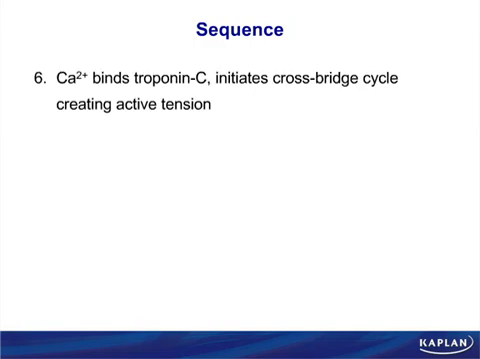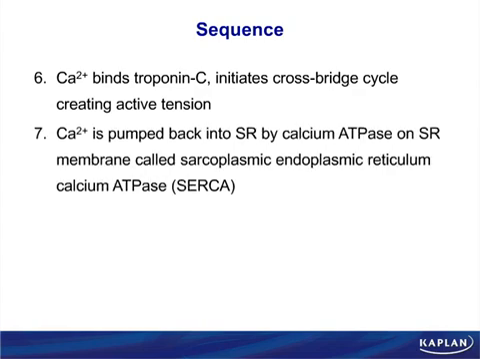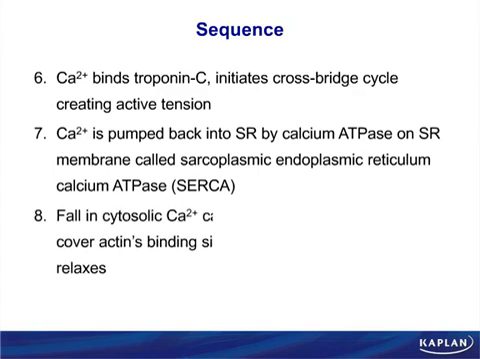This rise in cytosolic calcium binds to troponin C. That moves tropomyosin out of the way of the myosin binding site on actin, and this creates the power stroke, which is active tension. The calcium is pumped back into the SR by a calcium ATPase, which is technically called sarcoplasmic endoplasmic reticulum calcium ATPase. Not a fun word to say. I'd very much prefer just to say the word SERCA. SERCA is so much easier to say. So this is going to cause relaxation. SERCA causes relaxation.